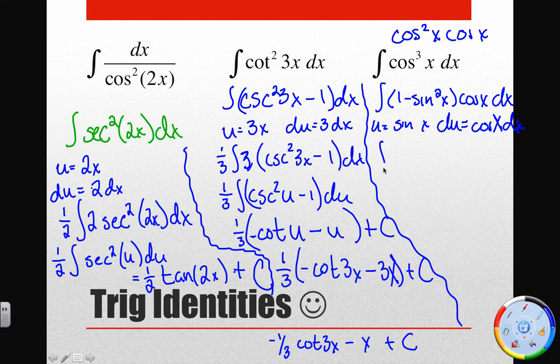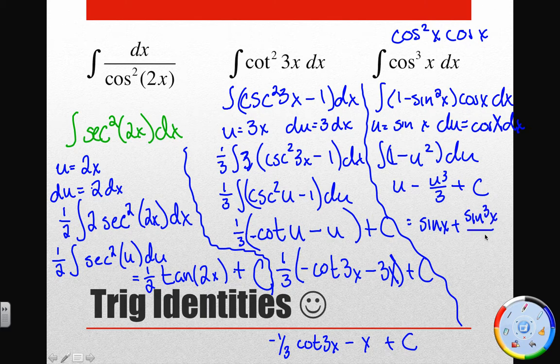So I do substitution here. I say 1 minus u squared du. The integral of this, or the antiderivative, is going to be u minus u cubed over 3 plus c. And this one was actually pretty simple. This one ends up being sine of x minus sine cubed of x over 3 plus c. Final answer.